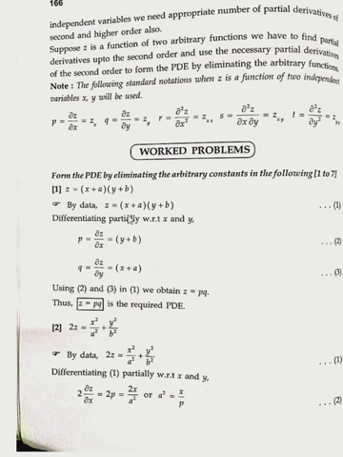Using 2 and 3 in equation 1. Therefore z is equal to... here what is x plus a? x plus a is equal to q. Therefore q. What is y plus b? y plus b is equal to p. Therefore z is equal to pq, is the required PDE, the partial differential equation. Here we eliminated a and b.